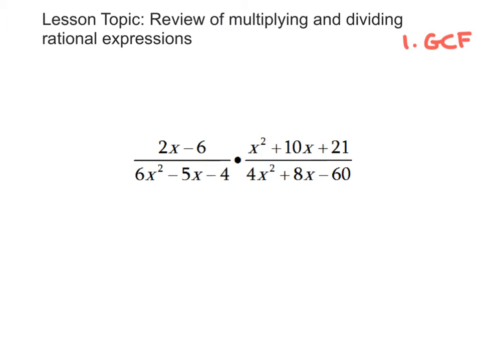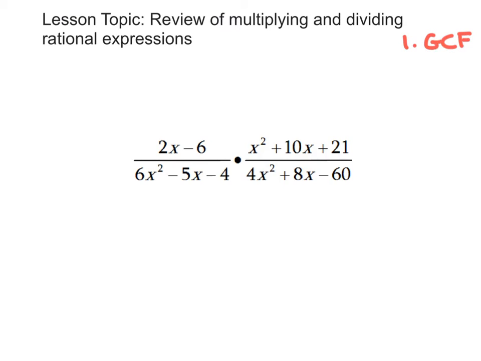Also, maybe even before you think about the GCF, you should definitely pay attention to what sign is in between the two fractions. In this case, it's multiplication, so we are ready to just factor every part and then cancel or make one for every common factor in the numerator and in the denominator.